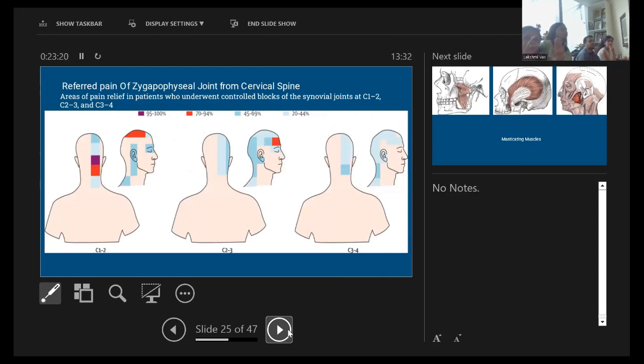So, because the nucleus is up to C1, C2, maximum C3. This is the pain coming from the facet joint. So C1-C2 and C2-C3 have maximal presentation over the face in the referral pattern.